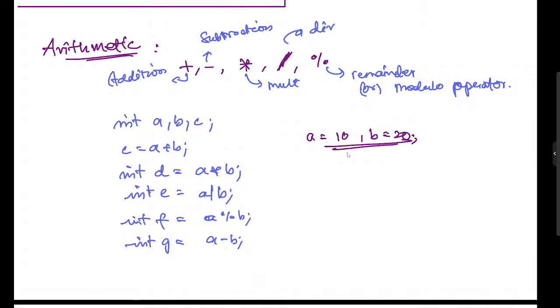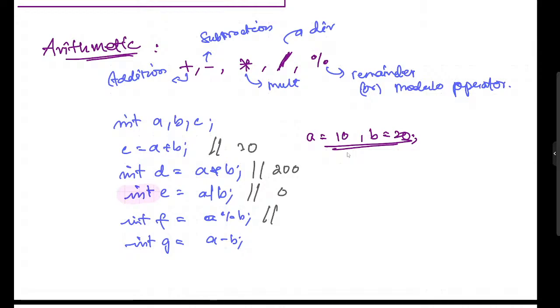For a given scenario, let's say a equal to 10 and b equal to 20. I think most of the people know how to answer these questions, so we will quickly go through. c equal to a plus b, which will be 30, and then d equal to a into b. 10 into 20 is 200, so d will be 200. a by b, 10 by 20 is 0.5, but since this is an integer, we will not be able to store 0.5. We will store 0 here.